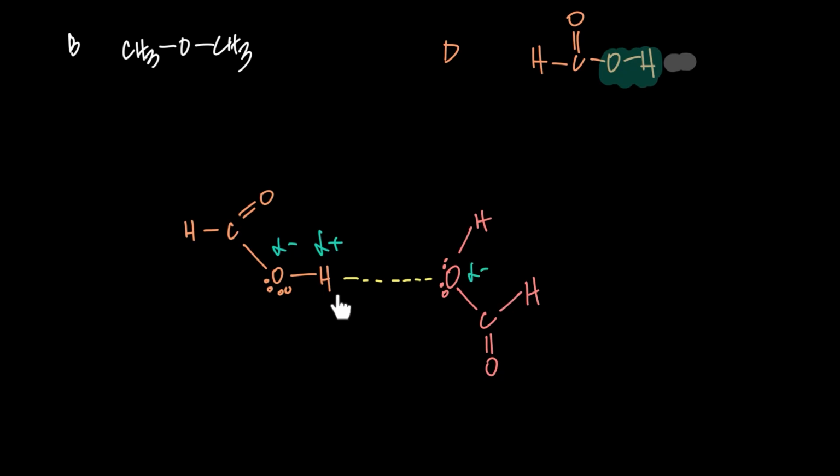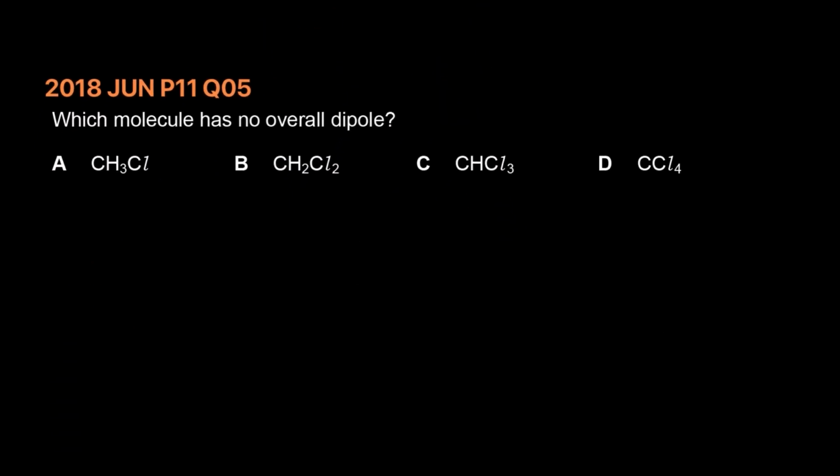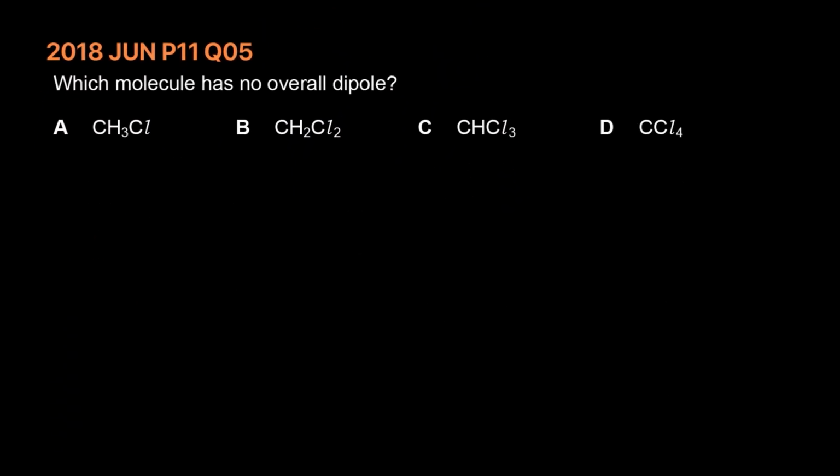So the hydrogen bond will be with the H of the OH from one of the molecules to the lone pair on the next molecule. All right, so this one seems pretty easy. Which of these four molecules has no overall dipole? And for no overall dipole, what am I looking for? I'm looking for no overall symmetry. Oh, sorry, we are looking for overall symmetry.